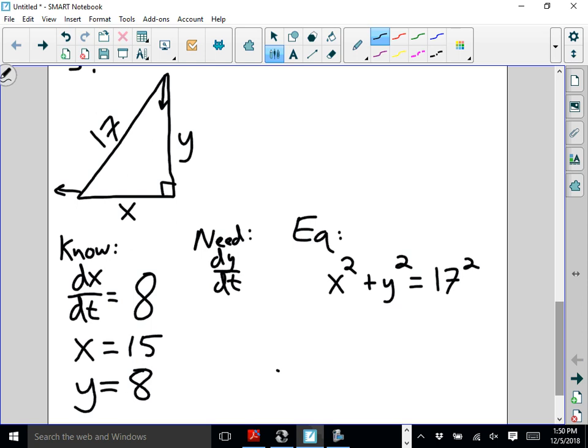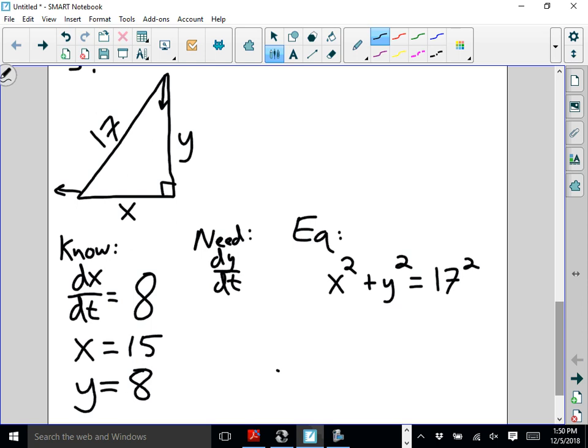We're allowed to use 17 here because 17 isn't changing, which is nice because when we do the derivative, that's just going to become 0. After I find my equation, then I do the derivative. And it's not until I do the derivative that I plug in everything I know. Okay, so make sure you don't plug in now. Don't plug in until we do the derivative.